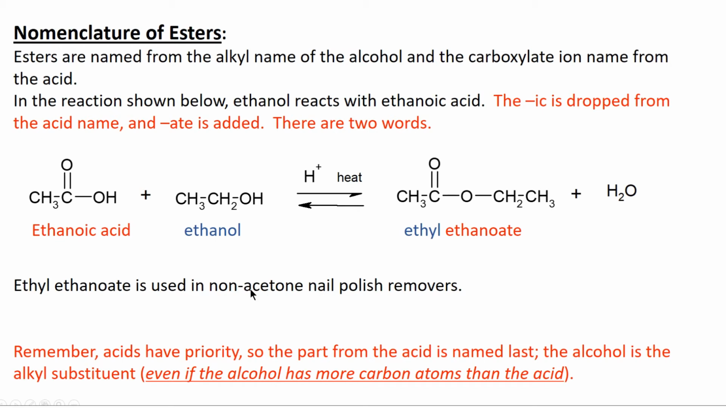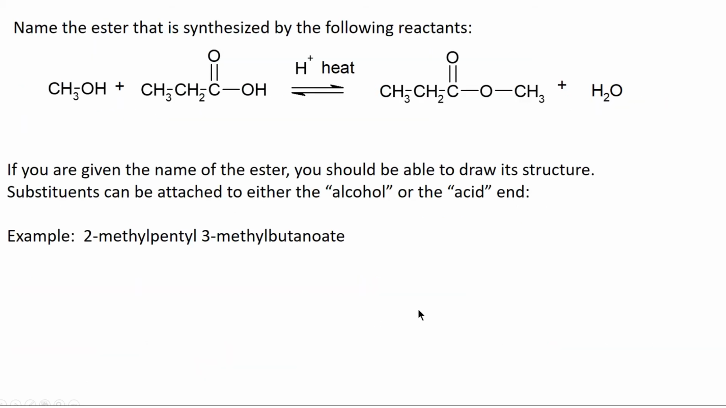Ethyl ethanoate is used in non-acetone nail polish removers. Acetone is propanone. So remember, acids have priority. Sorry, that took me a second. Remember that acids have the priority. Ethanoic acid has the priority, so that part of the acid is named last. The alcohol is the substituent or the branch. That's the case even if the alcohol has more carbon atoms than the acid. Okay? I will definitely test you on that. Absolutely.